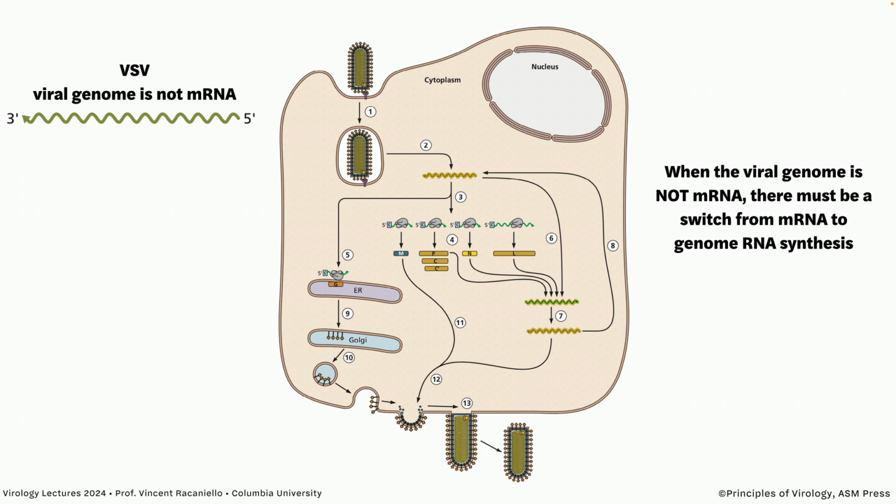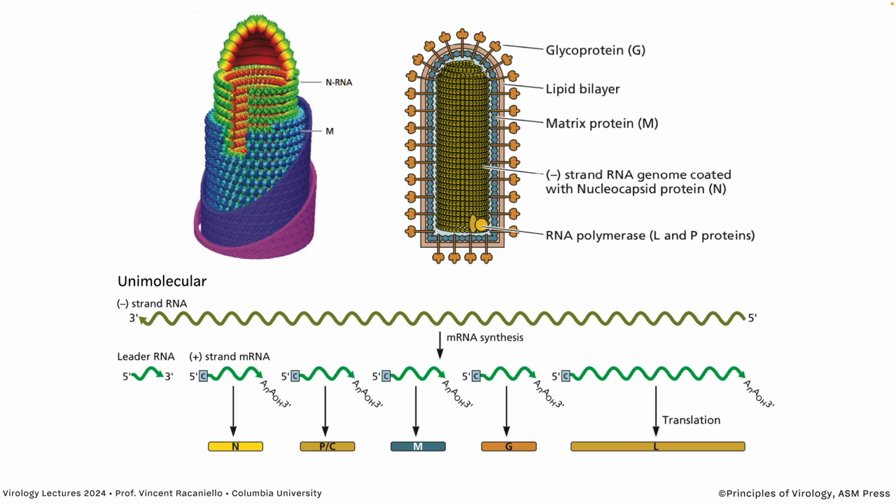Now, there's a special situation here, and that is when the viral genome is not mRNA, there has to be a switch from making mRNA, which happens early in infection. When you need a lot of proteins to be made, you need to make mRNA. You have to switch from that to later in infection, making a lot of genomes. And we're going to look in these cases that we go over at where that switch is occurring. For a virus like poliovirus, where the genome is mRNA, there's no switch. It doesn't have to be because it's the same molecule. But here, there's a switch because the mRNAs are different from the genome.